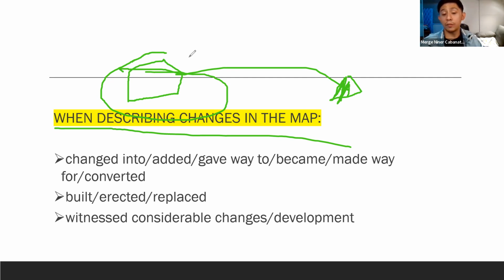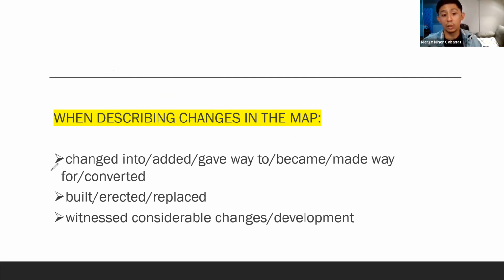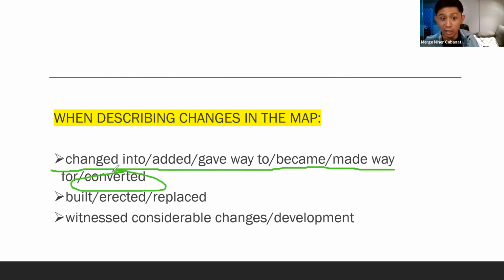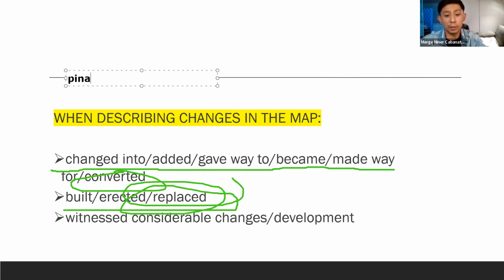So you can use the following phrases. The school gave way to build the hospital. The school became a hospital. The school was converted into a hospital. Built, erected, replaced. So simple to understand. All right?